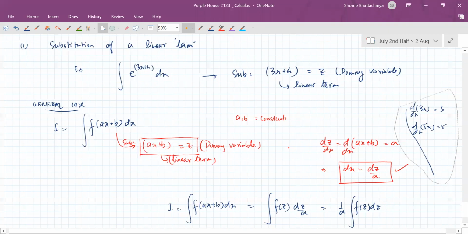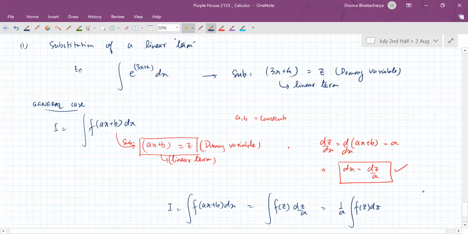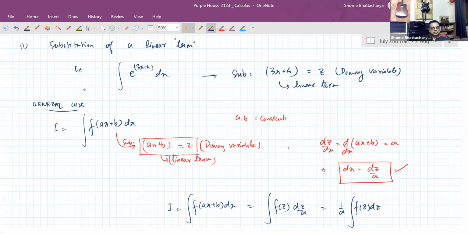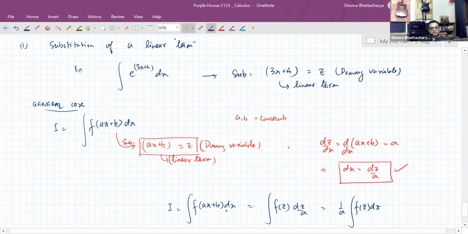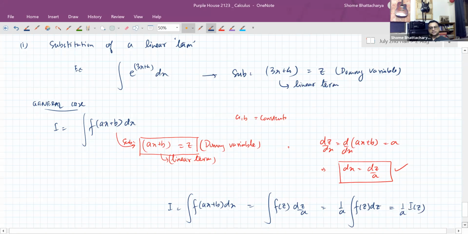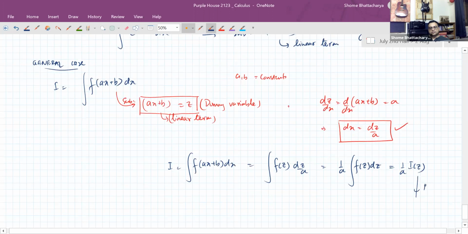Then what you wrote after general? General case, beta. It is the general case. So once we substitute z as ax plus b, and we also substitute dx as dz by a, now it reduces to the regular integration. So this becomes 1 by a times the integration of f of z, which is I of z. And then we resubstitute, because z is a dummy variable we have introduced. So it becomes I of ax plus b.